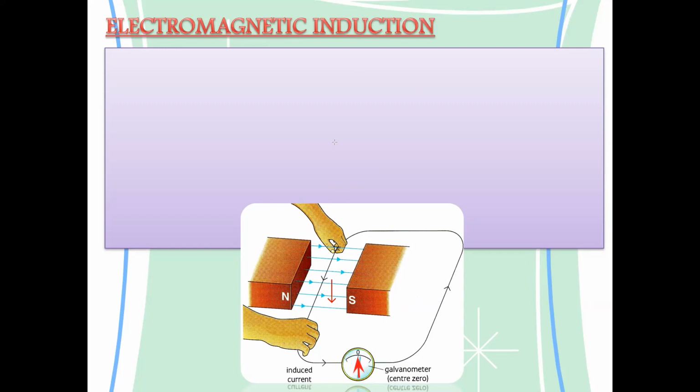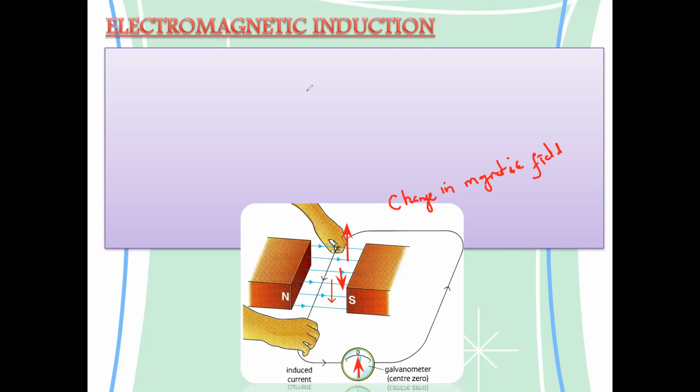Now what happens if we move the wire either up or down? The movement of the wire, what does it produce? It will produce a change in the magnetic field. If the wire is moved up or down, there will be a change in the magnetic field. The strength of the magnetic field changes.